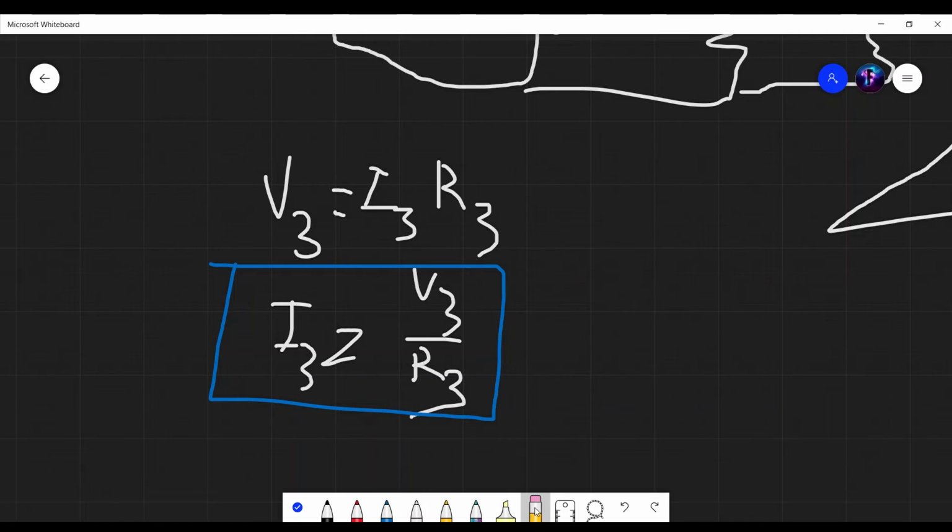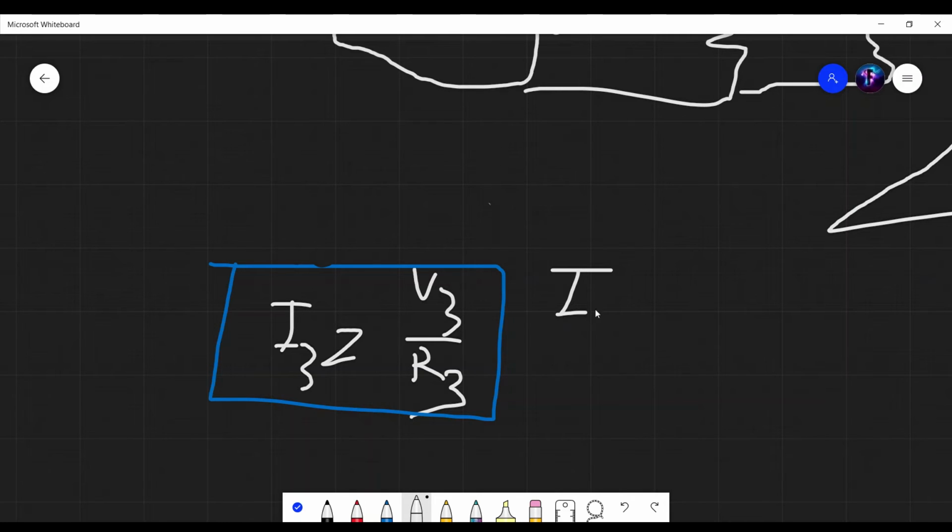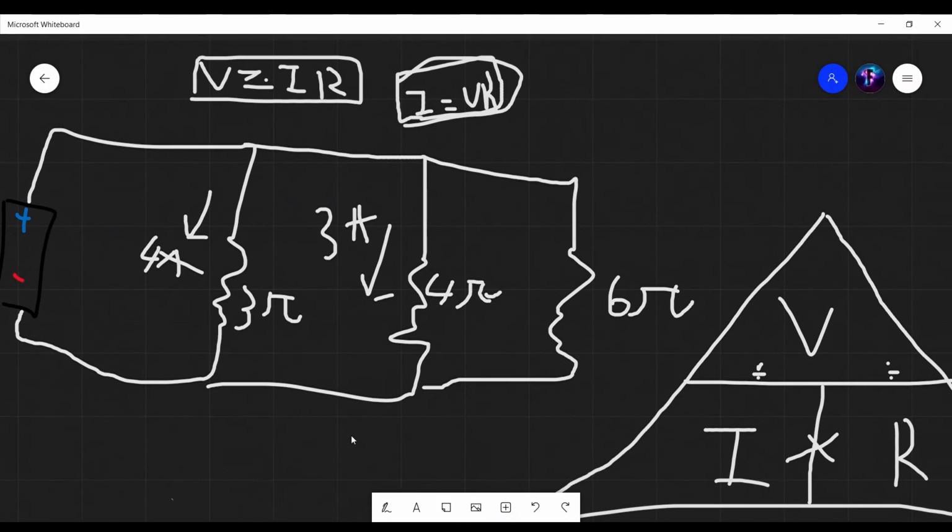Now if I'm going to delete this, you're going to have to fill in everything except for the I, because you don't know. So V, once again, it's still 12. So I3 would equal 12 divided by 6. And if you know the math, which I think you do, I would equal 2 amps. So right here is going down 2 amps.